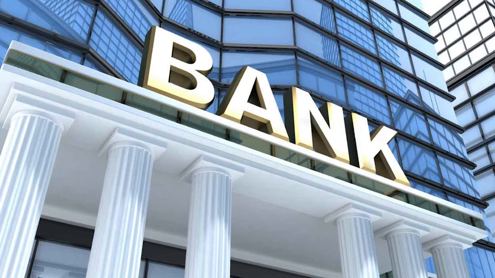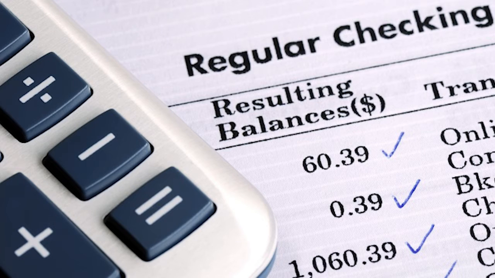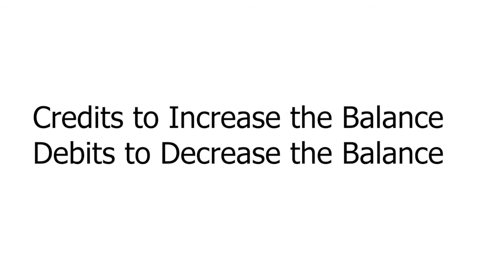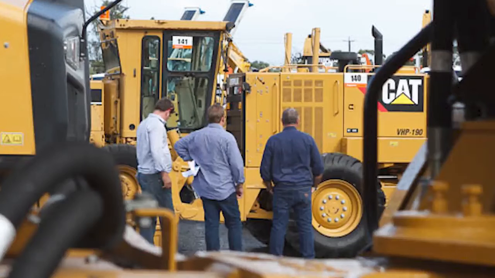From the perspective of your bank, your checking account is a liability. That is, it's money that they owe to you. And because it's a liability, your bank credits the account to increase the balance and debits the amount to decrease the balance. Now, let's apply the system to our earlier example.